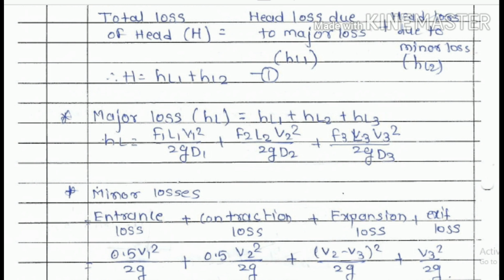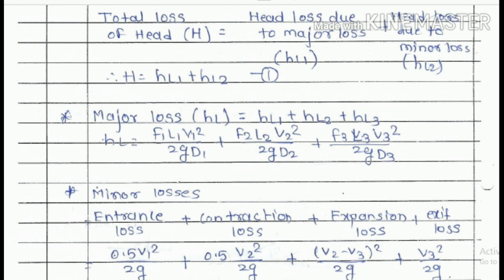Now write all the major losses first present in the given situation. Like if there are 3 pipes, then the 3 major losses will be there. If 2 pipes, then the 2 major losses will be there. So write the simple formula for the major loss. HL1 is equal to F1 L1 V1 square upon 2G D1 plus F2 L2 V2 square upon 2G D2 plus F3 L3 V3 square upon 2G D3. And after finding this major loss, that is HL1, then write the minor losses.